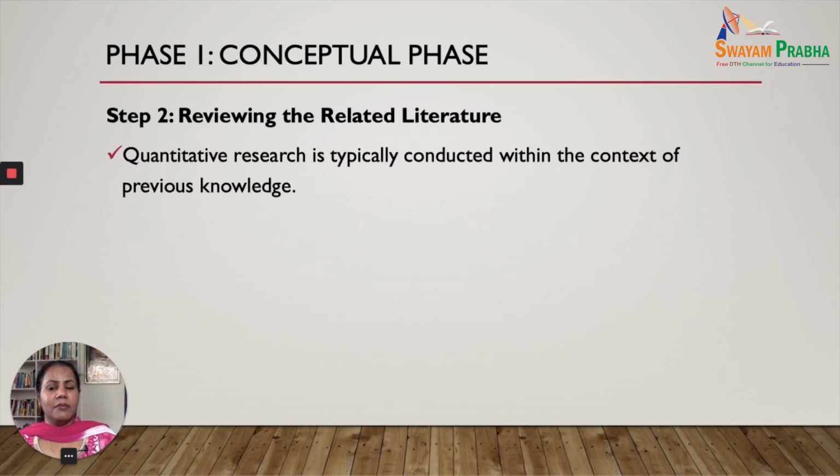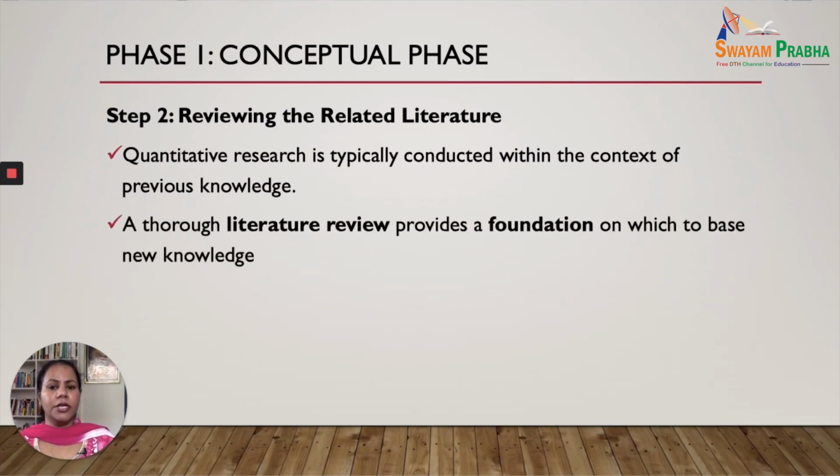You should always remember that quantitative research is always conducted within the context of previous knowledge. So whatever already is known, on that we conduct the research study. Maybe some problems which are posed in the literature, for which we know that this particular problem's incidence is this much, and we need to study this problem, right? So we know about some phenomena, and on that we do the quantitative research.